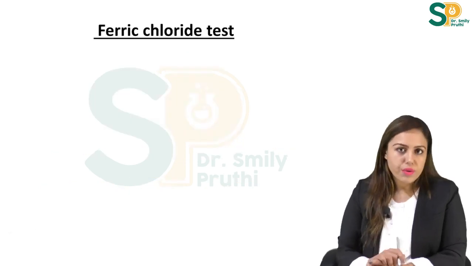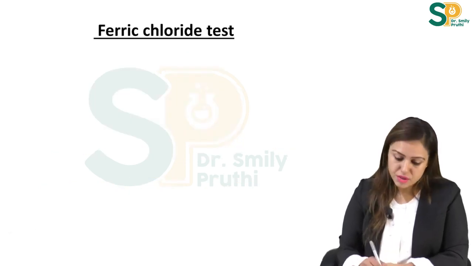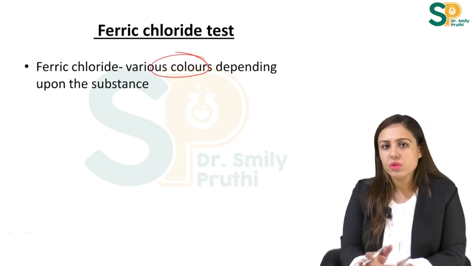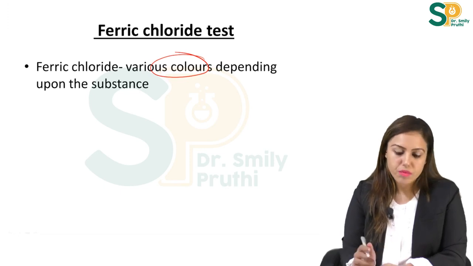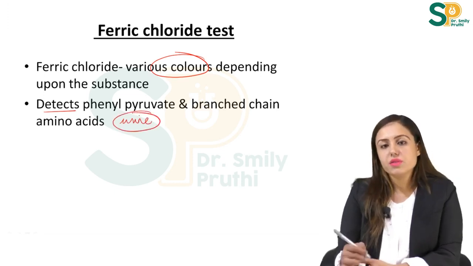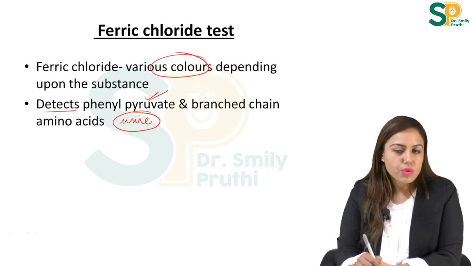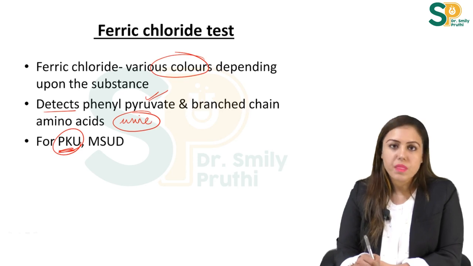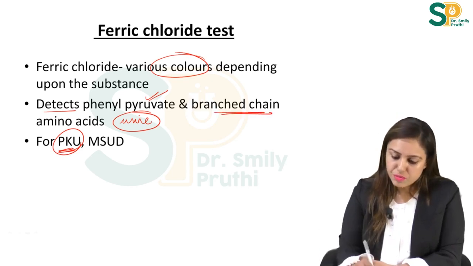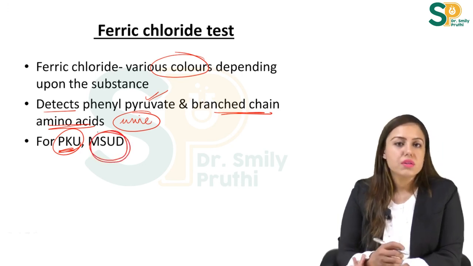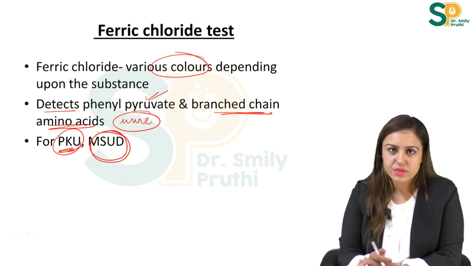Now the ferric chloride test. The ferric chloride test gives various colors depending upon the specific substrate. This test is done in urine, and it detects phenyl pyruvate in urine. So it is useful for diagnosis of phenylketonuria. Then it also detects branched chain amino acids. So it is also useful for which disease? Maple syrup urine disease.